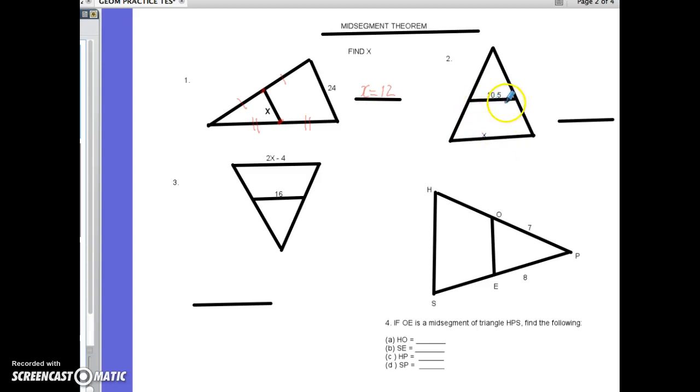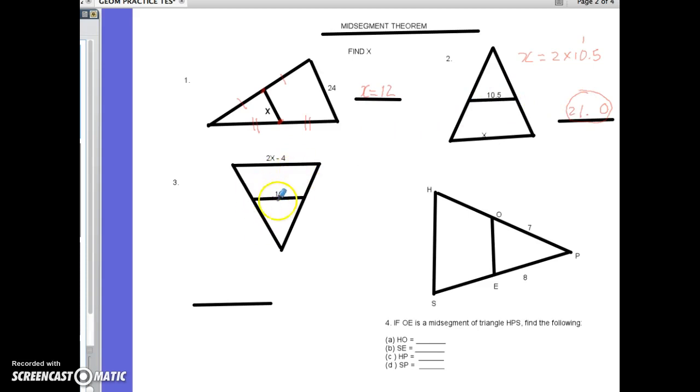Here they give you the mid segment is 10.5. If the mid segment is 10.5, the third side will have to be twice 10.5. So x would have to be 2 times 10.5. When you work that out, you get 2 times 5 is 10. And 2 times 10 is 20 plus 1 is 21. This would be 21.0. That would be x.